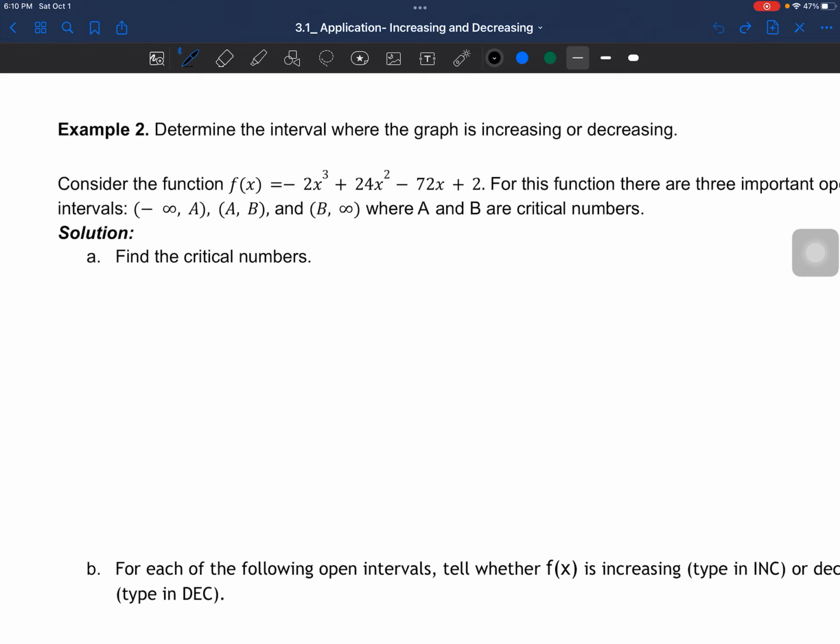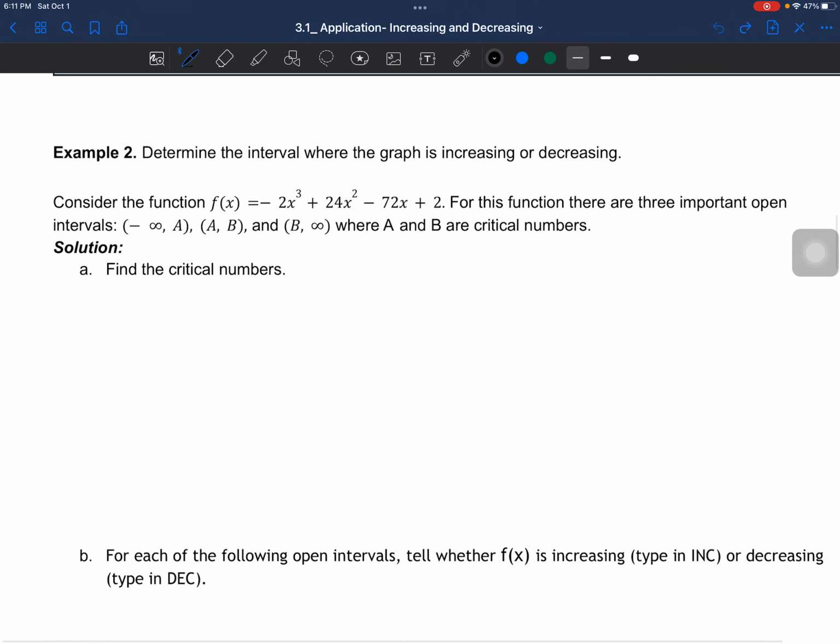Welcome back. We're going to go over example number 2. In this example, we're looking for the intervals where the graph is increasing or decreasing. Along the way, we're also going to find the critical numbers. Let's begin. The given function is negative 2x cubed plus 24x squared minus 72x plus 2.